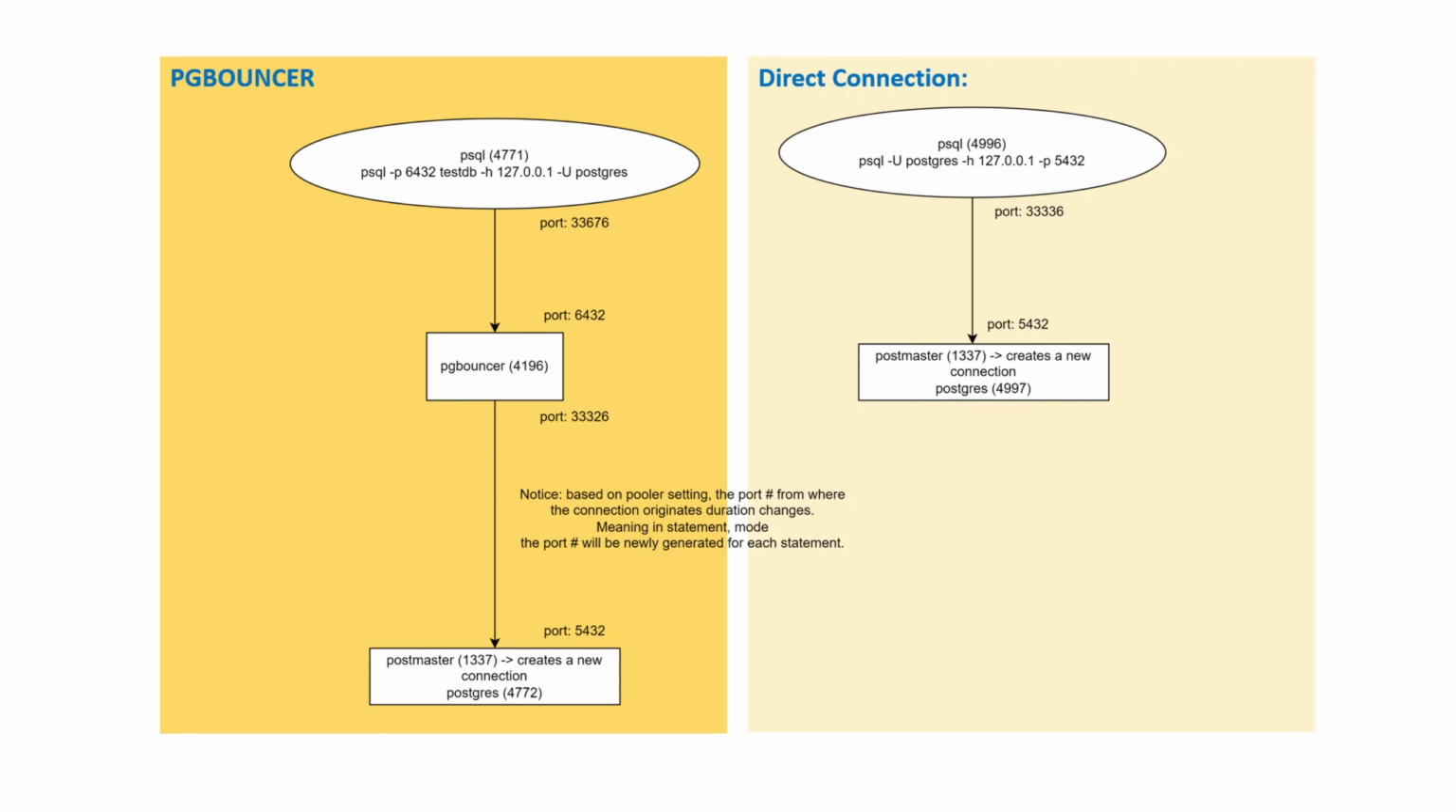So to give you the direct answer, this is the difference. On the left you have the PgBouncer connection flow, on the right you have the direct connection. When you establish a connection from psql, PgBouncer acts like a queue manager or a kind of moderator between the database and the application. The application will initiate a connection request and it will land in PgBouncer, and PgBouncer will initiate the connection on behalf of the application to the database.